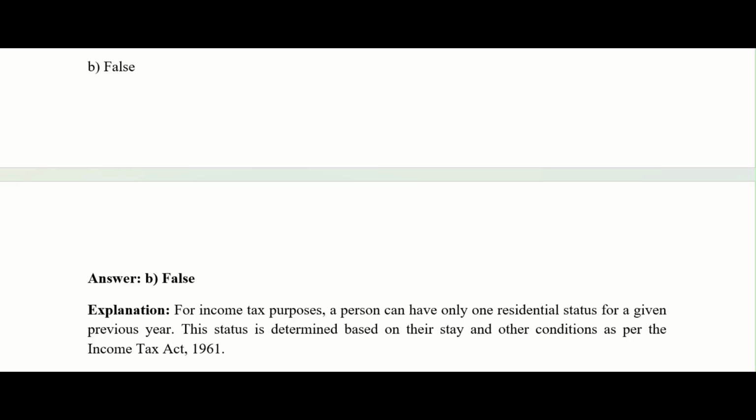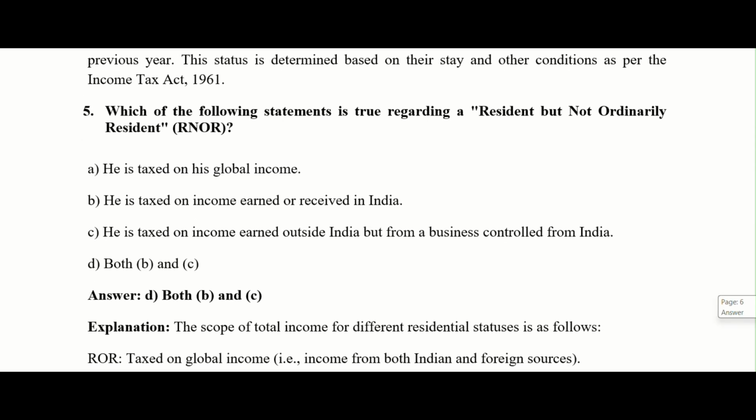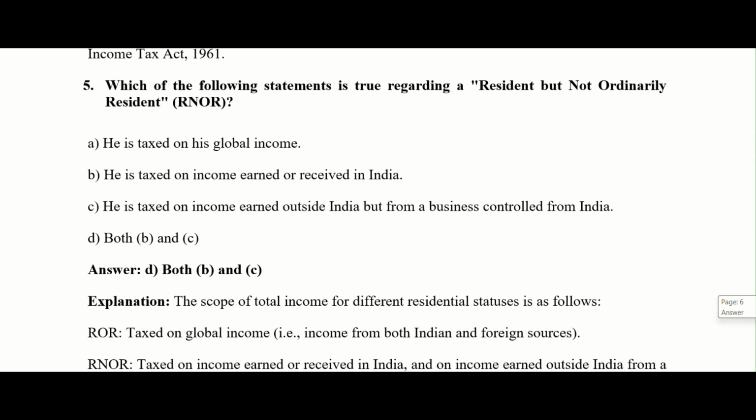The next question: which of the following statements is true regarding a resident but not ordinarily resident? The options given: he is taxed on his global income; he is taxed on income earned or received in India; he is taxed on income earned outside India but from a business controlled from India. The correct answer is D, both B and C.